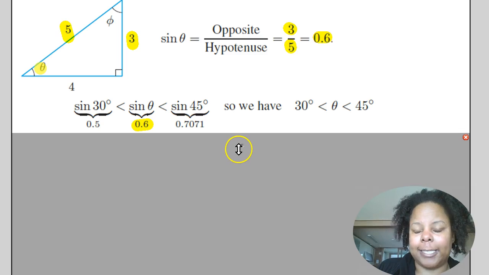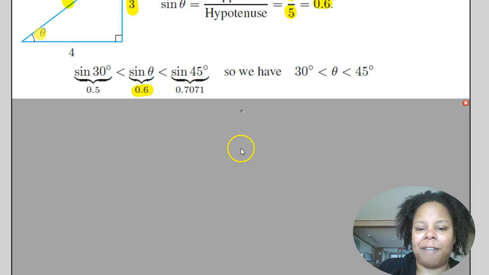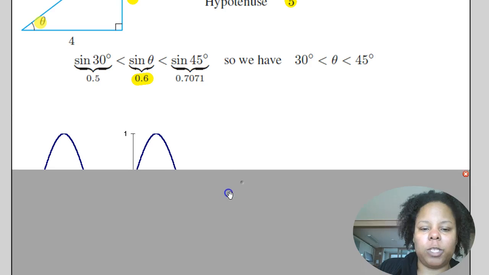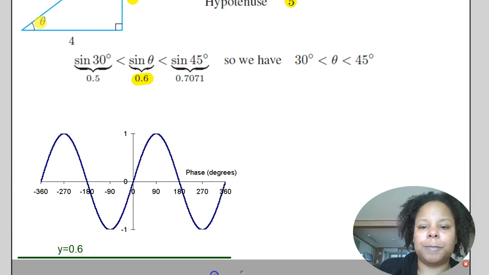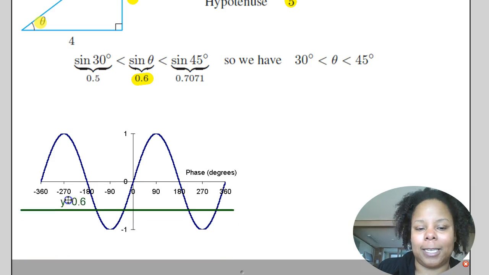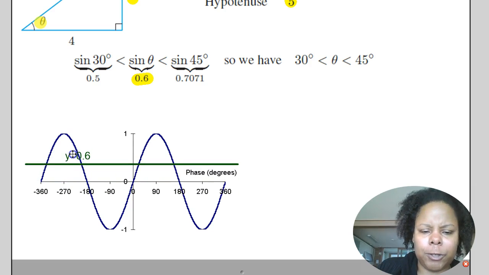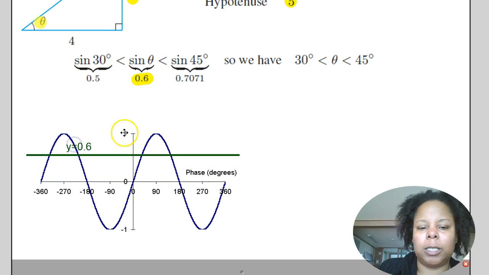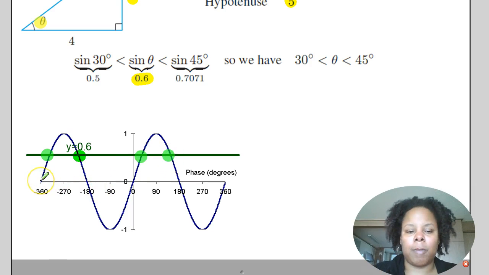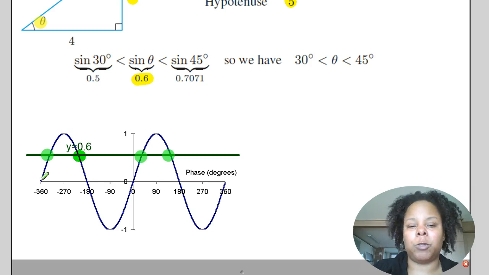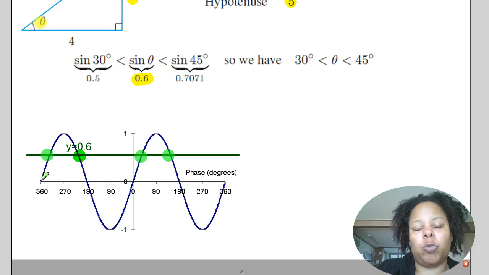Another way to get a closer estimate is to take a look at the graph of the sine function and figure out which x value produces a y value of 0.6. Well, if I go over here and 0.6 may be somewhere around here, and I would take a look at the points on my graph where I have a y value of 0.6, I can see that there are several points on my sine function, which is periodic, which would have y values of 0.6.